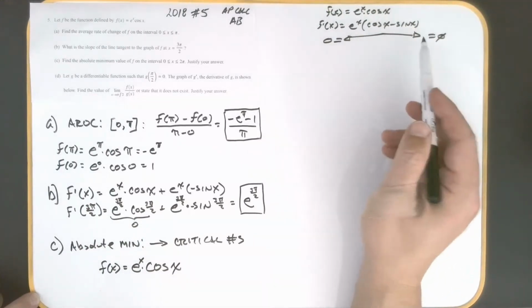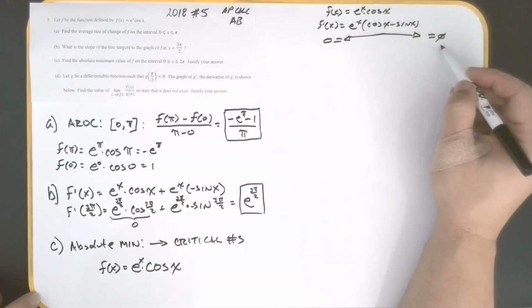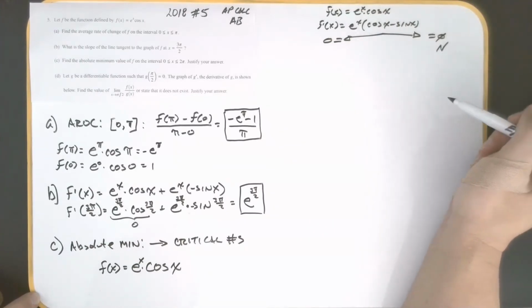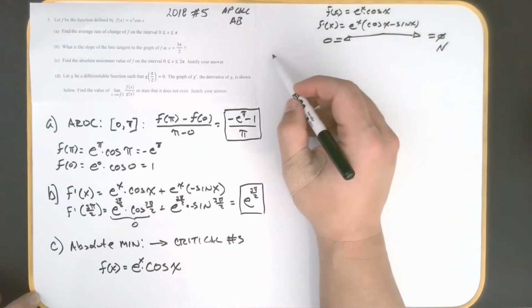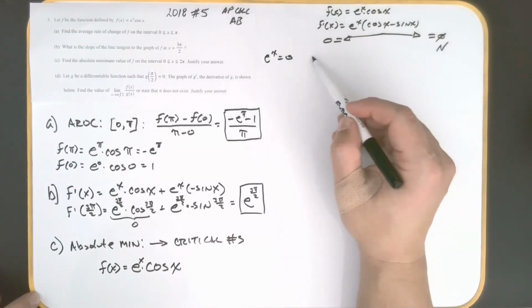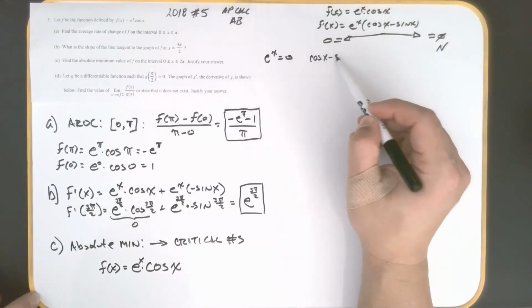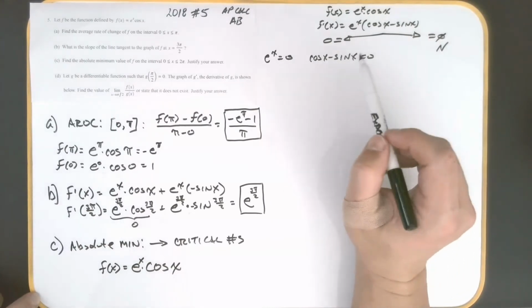Well, this function is never undefined. There's no denominators and no discontinuity we have to be worried about here. So it's never undefined. That one's easy. And then we have to set it equal to 0. Well, we have a product here setting equal to 0, so I better solve for when e to the x is equal to 0. But then I also have to solve for when the cosine of x minus the sine of x is equal to 0. Those are the two things I got to solve for.